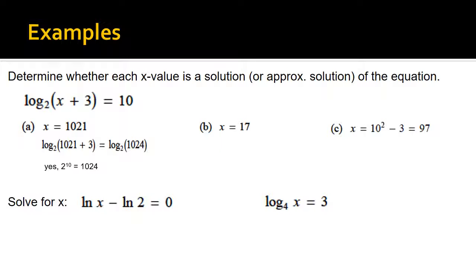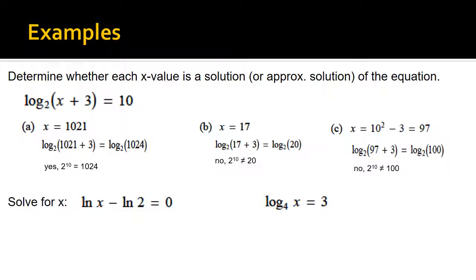Okay, so the first one does work. We get 1021 plus 3 is 1024, and 2 to the 10th is actually 1024. Obviously 17 doesn't work, and we really wouldn't expect it to because it's one-to-one, so we should have a unique value here. If 1021 works, it really should be the only x that works, and we see the other two don't.